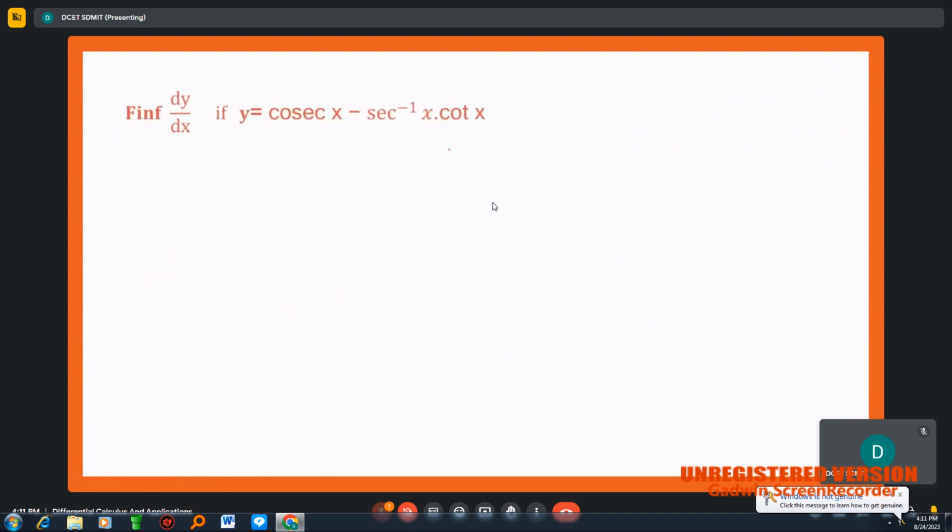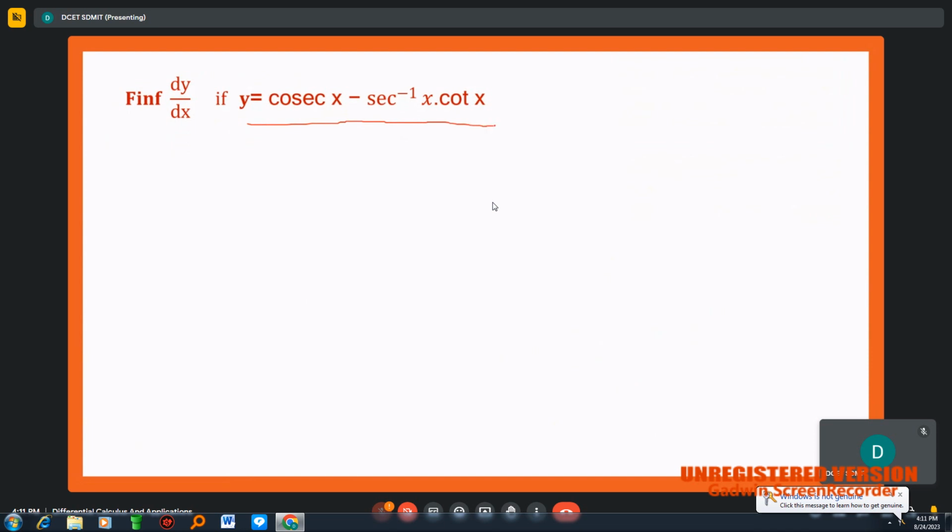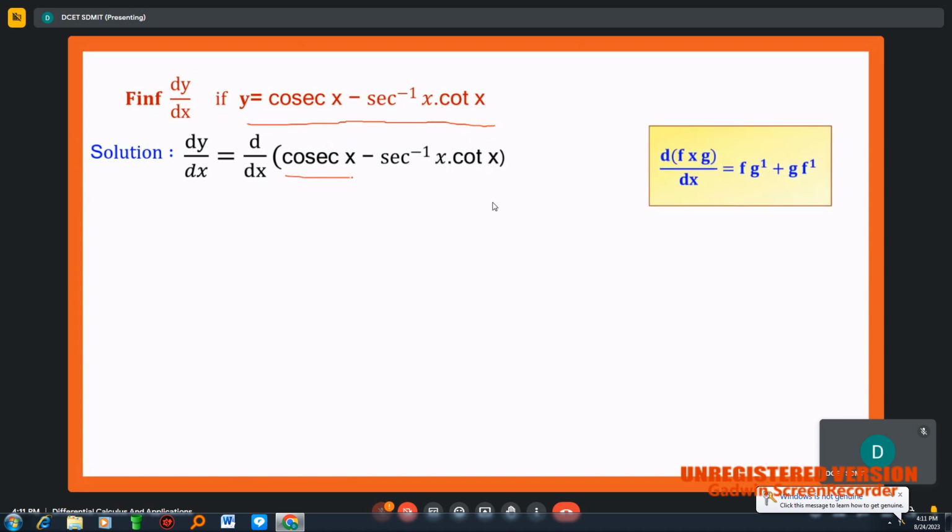Okay. Next problem, see here. Find dy by dx if y is equal to what is given: cosecant x minus secant inverse x cot x. Now we have to find dy by dx. What is dy by dx here? d by dx of cosecant x minus secant inverse x cot x. Applying the differentiation, what is the differentiation of cosecant x? Differentiation of cosecant x minus differentiation of secant inverse x into cot x.